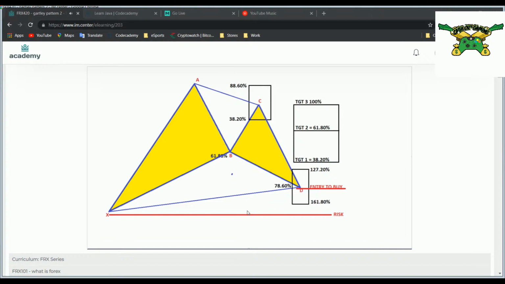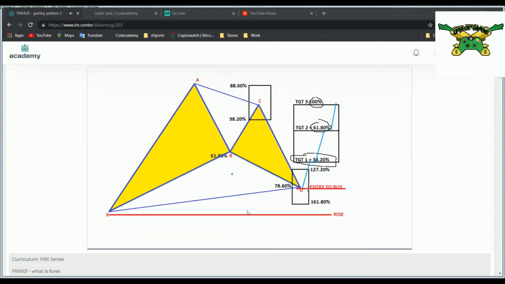When the entry and risk points are identified, we seek to exit at targets 38%, 618%, and 100%. So let's just say you bought the market here. The market trades to this point. You can exit, or you can exit here, or you can exit here. So if you bought multiple lots, you could scale out. If you bought one lot, you can trail a stop.